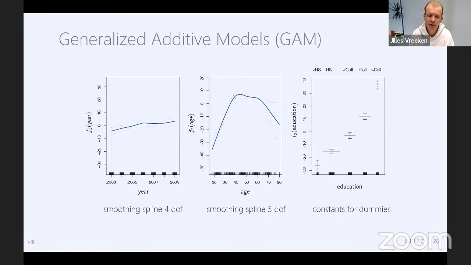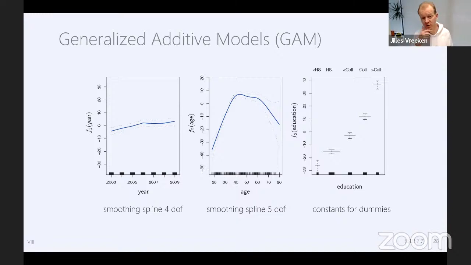Smoothing splines, of course, we don't have to choose the number of cut points. We can directly tune the degrees of freedom. Okay, good. How do we fit a GAM?